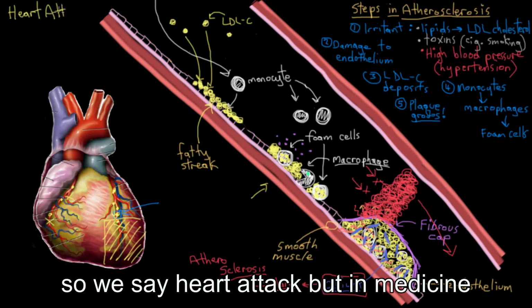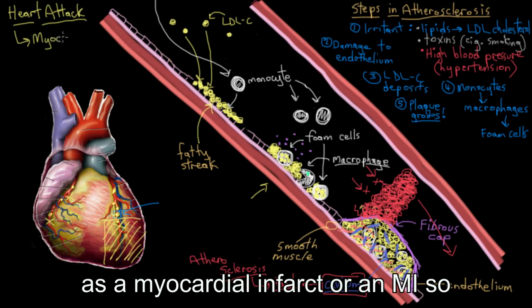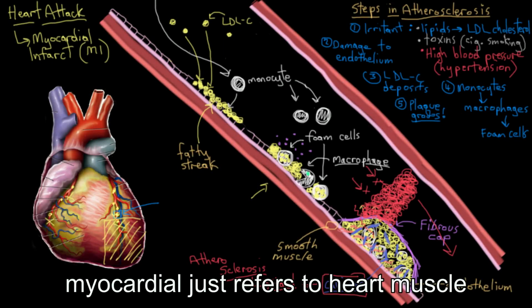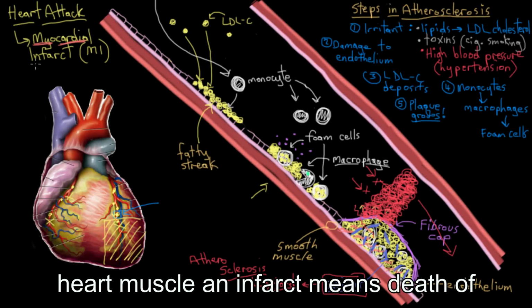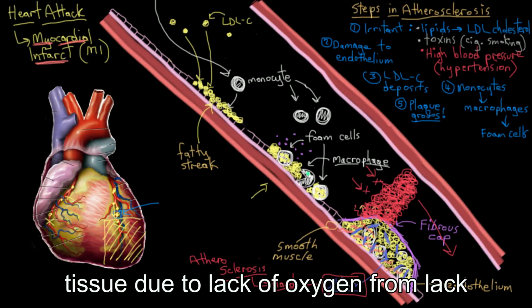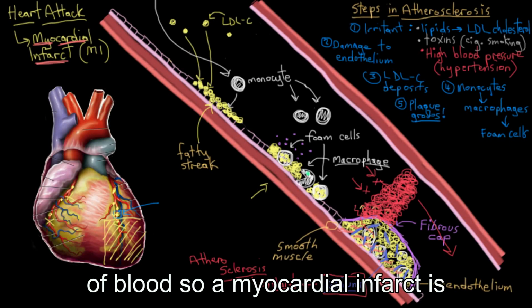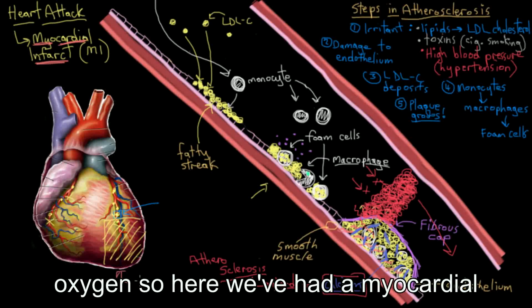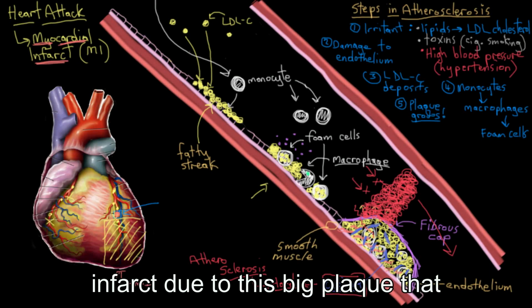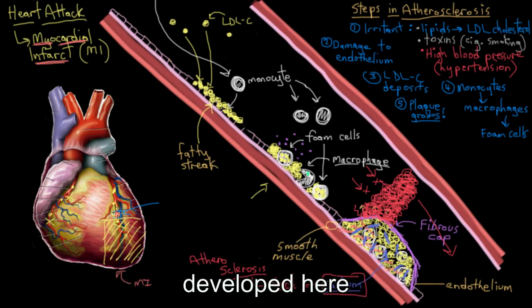And actually, let me just clarify. We say heart attack, but in medicine, we refer to a heart attack as a myocardial infarct, or an MI. So myocardial just refers to heart muscle, cardia for heart, and myo for muscle. An infarct means death of tissue due to lack of oxygen from lack of blood. So a myocardial infarct is death of heart muscle due to lack of oxygen. So here we've had a myocardial infarct due to this big plaque that developed here.